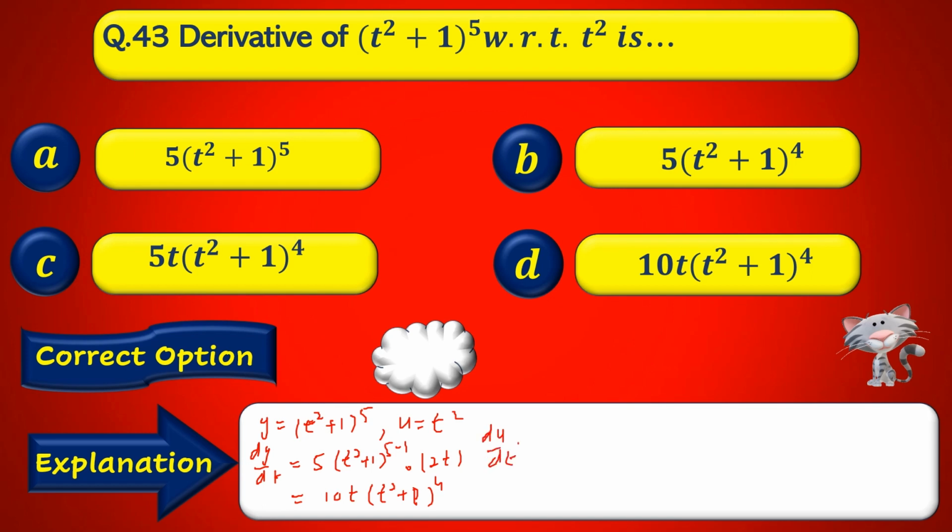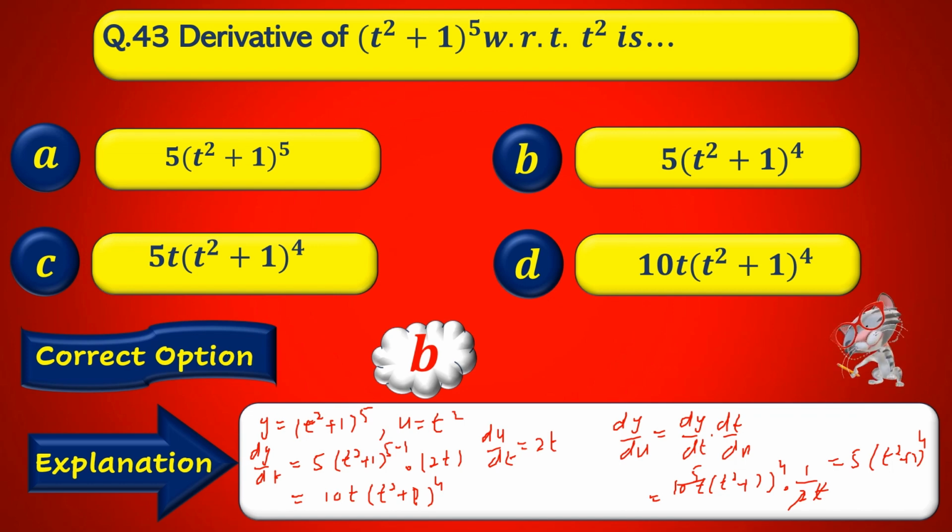du by dt will be 2t. Now we apply chain rule. dy by du will be equal to dy by dt into dt by dx. dy by dt is 10t into (t square plus 1) raised to power 4, and we take the reciprocal of du by dt, that is 1 over 2t, and it becomes 5 into (t square plus 1) raised to power 4. Therefore, the correct option is B.